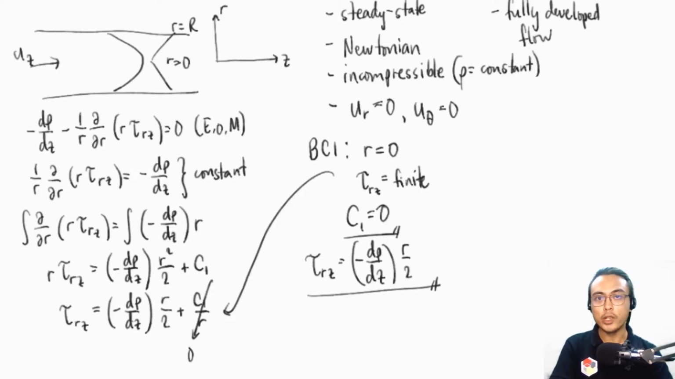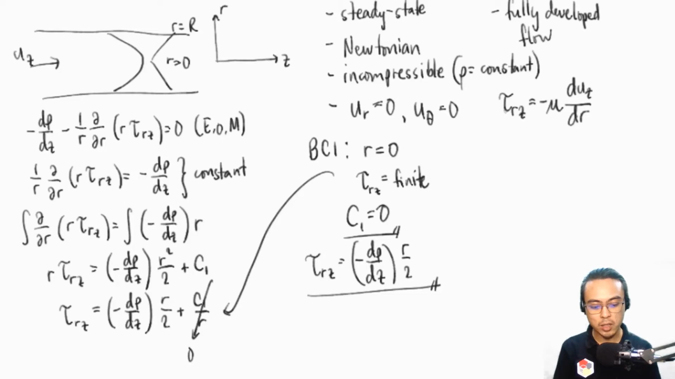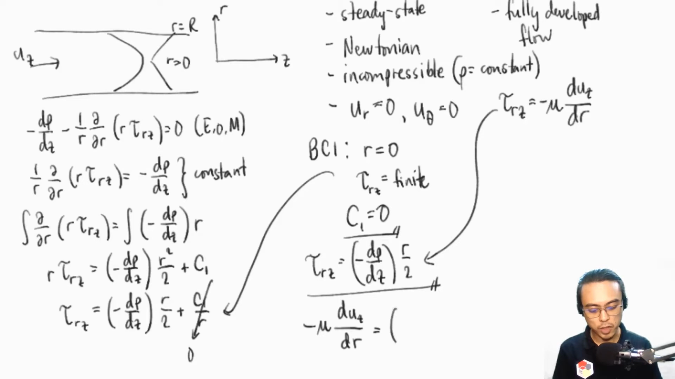Now, to continue, we need to substitute Newton's law of viscosity to this simplified and integrated form of the equation of motion. So for fluid flow inside a pipe, Newton's law of viscosity states that the shear stress varying on the r direction acting along the z direction is equal to negative viscosity times the derivative of the z component of velocity with respect to the position r. So we simply substitute this to our shear stress profile and we get negative mu du sub z over dr is equal to negative dp over dz times r over 2.